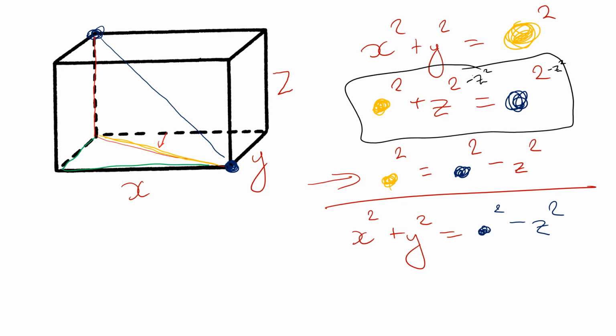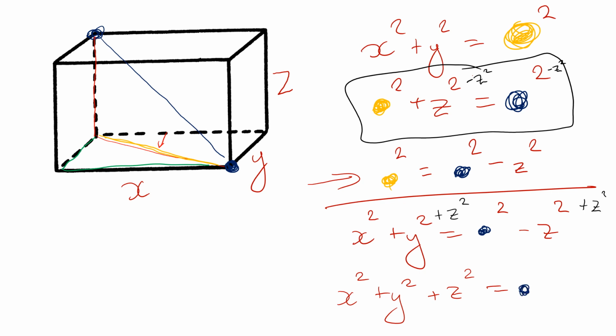Okay, and then I'm going to try and make my blue color the subject. I haven't done this right, have I? I've made it confusing because I've used different colors. Blue squared minus z squared. Now I'm going to try to make this blue color the subject of my equation. So I'm going to do that by adding z squared to each side. Plus z squared, plus z squared. So now I'm going to find out that I've got x squared plus y squared plus z squared equals my blue color squared.